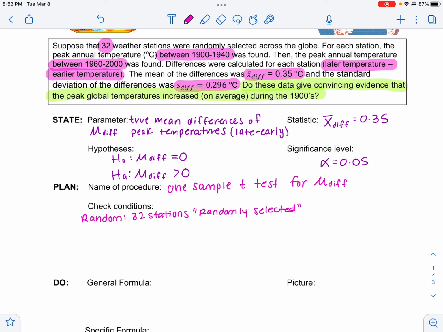And as we write these conditions, I would just want to remind you of the reason why we check each one. So why do we check a random condition? What does the random condition allow us to do? Well, this is so we can generalize our results to the population, so to the population of all stations for this specific example.